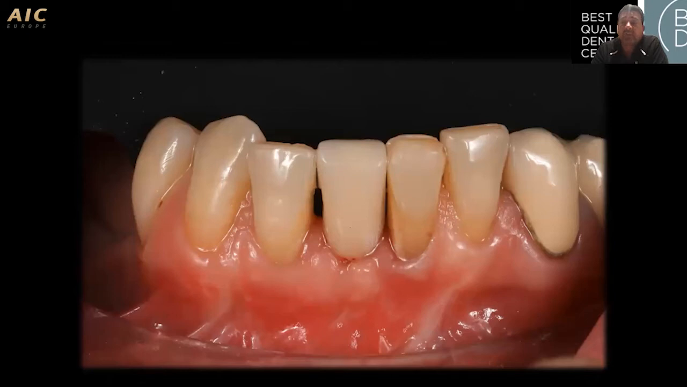And this is one example of what to do with a narrow ridge. In this case, it was a bone graft, increasing the bone.